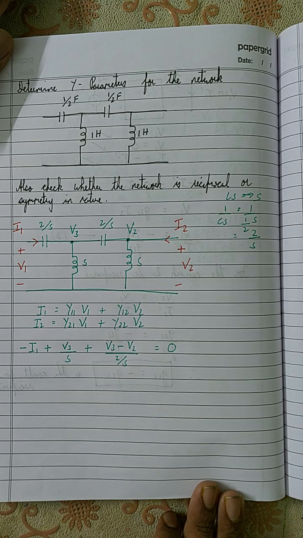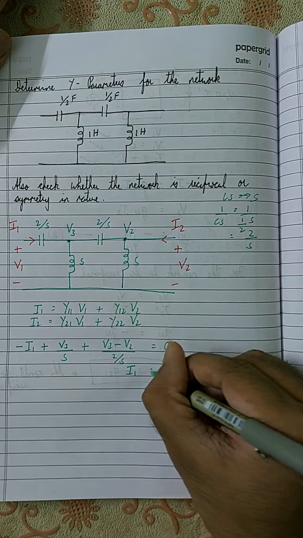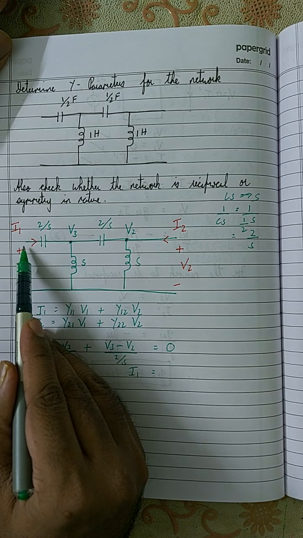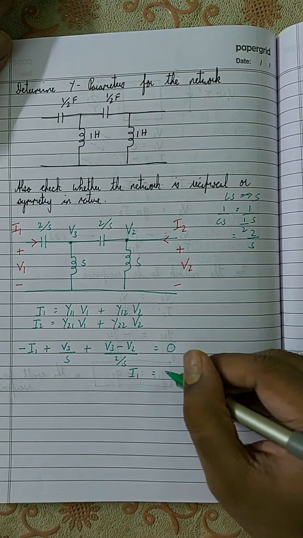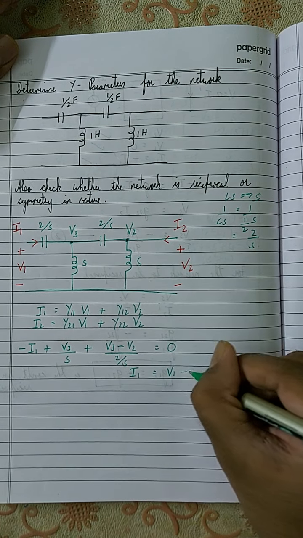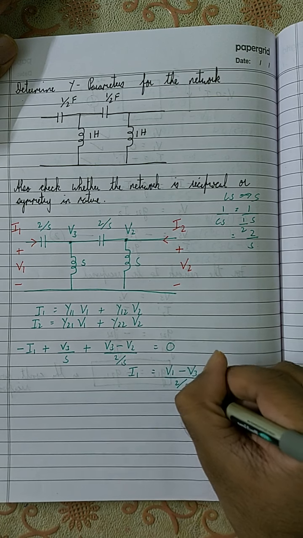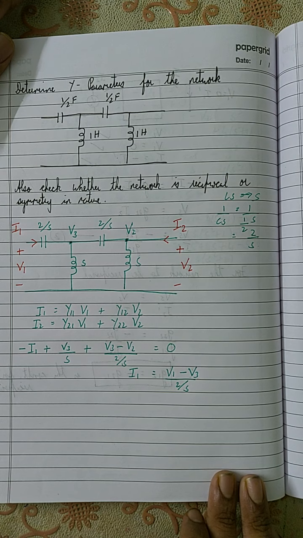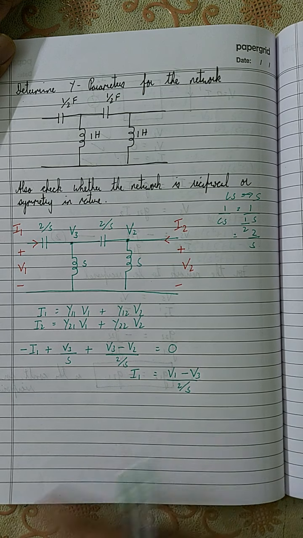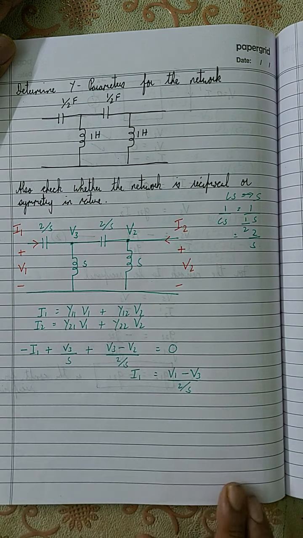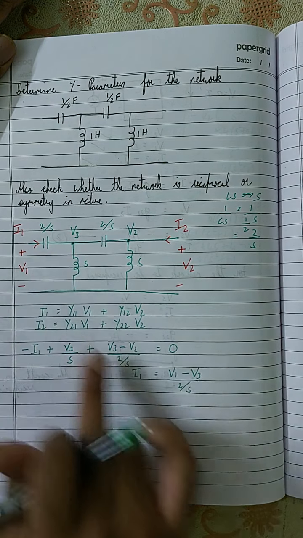So in that case, what is the equation for I1? Since I1 is going from here to here, this is a higher potential and this is a lower potential, so I1 is equal to V1 minus V3 by 2 by S. This is the equation for I1. I'm simply writing the equations, then I have to think how to rearrange them so that I can make it look like this. So I found the equation for this, and I found the equation for this.